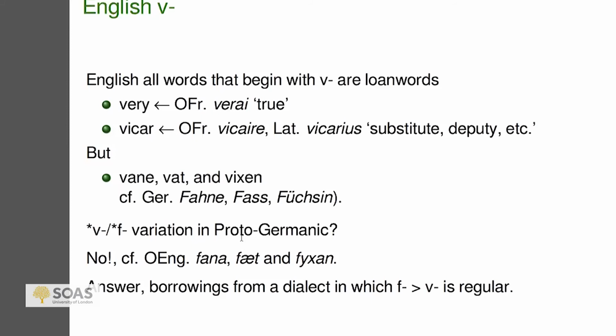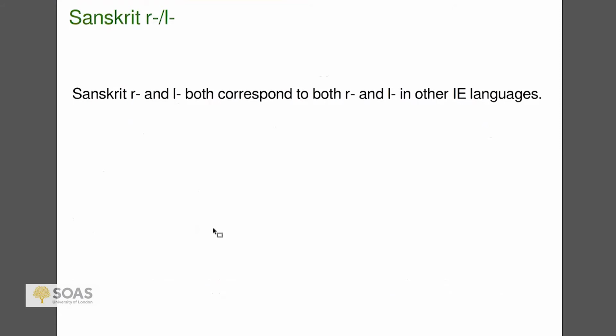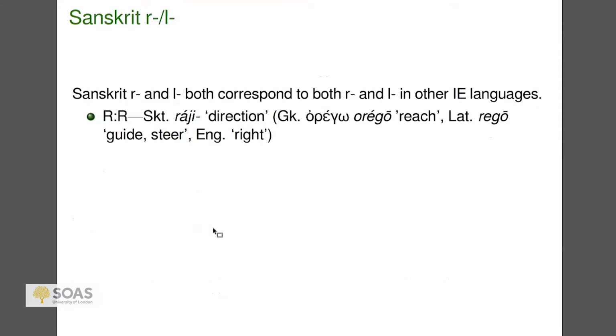So another example of interdialectal borrowing is from Sanskrit. Sanskrit R and L both correspond to both R and L in other Indo-European languages. So I'll just look at some examples. So R corresponding to R, we have raji, direction in Sanskrit, corresponding to rego, reach in Latin, in Greek orego, guide or steer in Latin, and English right. So we have R in all the languages. Beautiful, we reconstruct R, right?